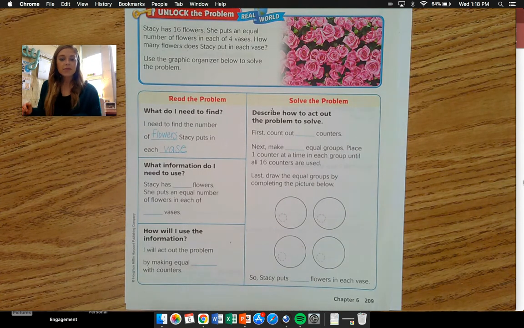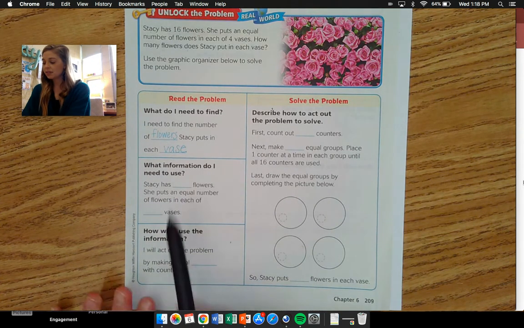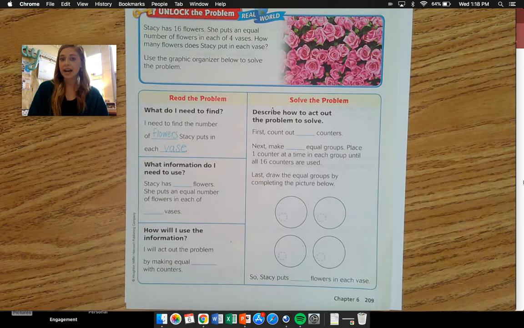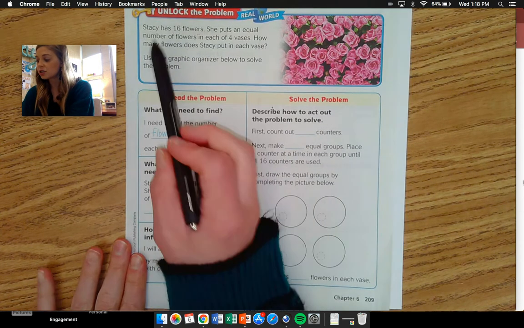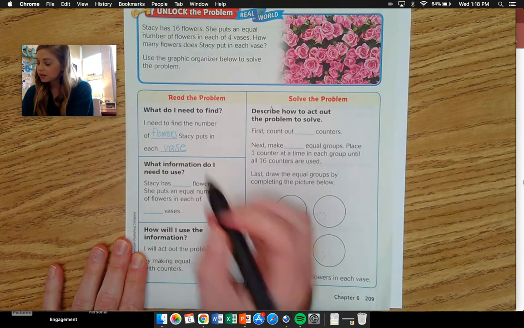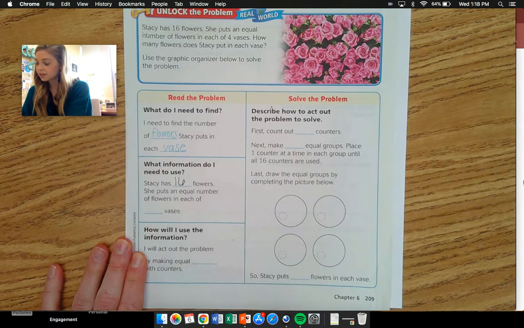It says, what information do I need to use? Stacy has blank flowers. Well, how many flowers does she have? It says in the problem, decide how many flowers she has. Say it out loud to yourself. If you are thinking 16, you are correct. It says that she has 16 flowers right up here in the first sentence of the problem. So she has 16 flowers.